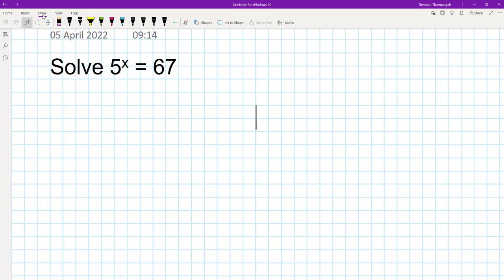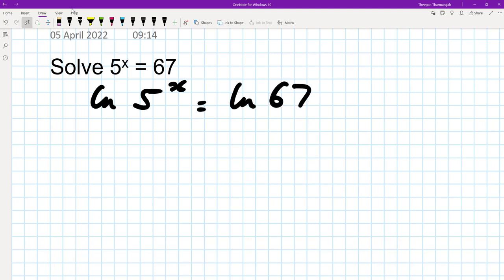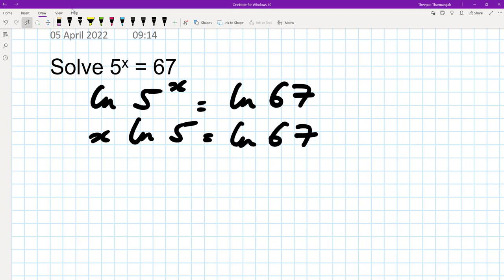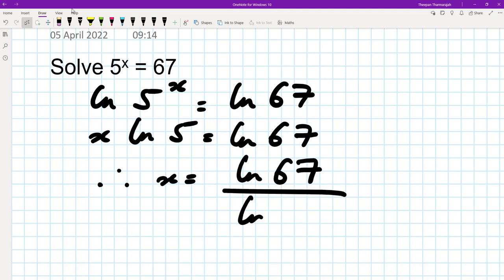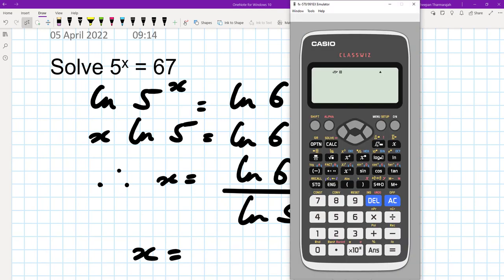So we've got ln of 5 to the power of x equals ln of 67. So we can use the laws of logs to bring x down. So x times ln 5 equals ln 67, and then we can divide them. Therefore x is ln 67 over ln 5. So we can use our calculator to work out the value of that.